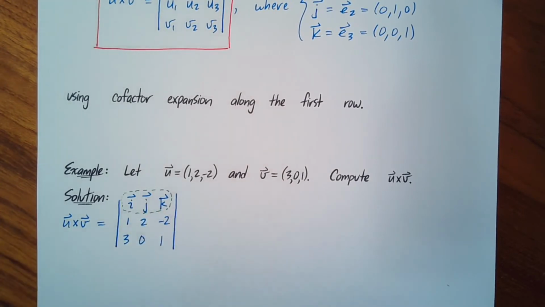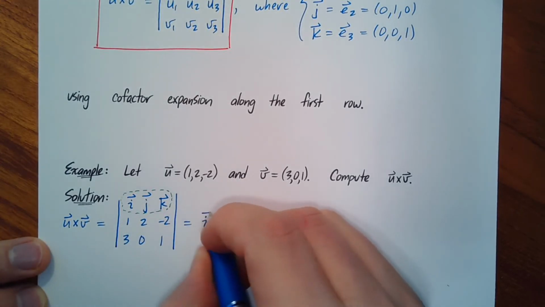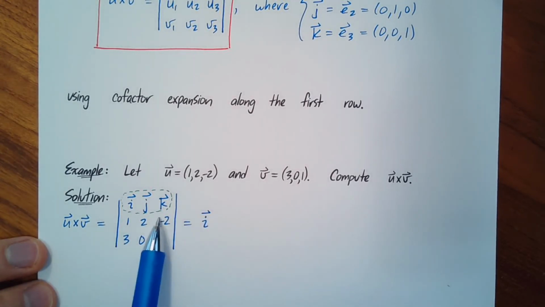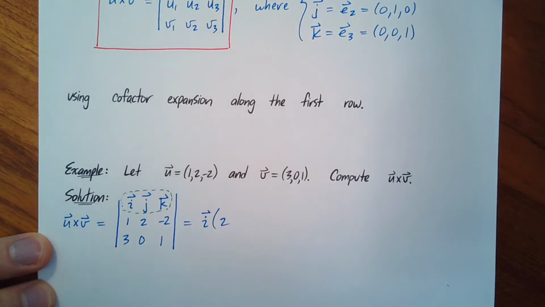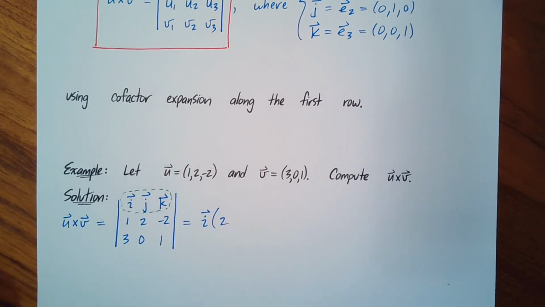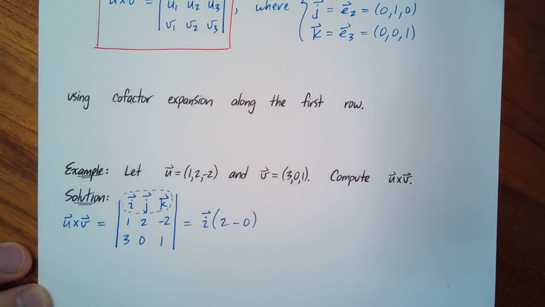So we're really just taking a determinant here, right? So the first position here, the i, that's a positive position if I think about the plus and minus signs on a 3 by 3 matrix. So we're going to have positive i, and then we're going to multiply by the determinant of this 2 by 2 matrix. So 2 times 1 is 2. Negative 2 times 0 is 0. So we really just got 2 minus 0.